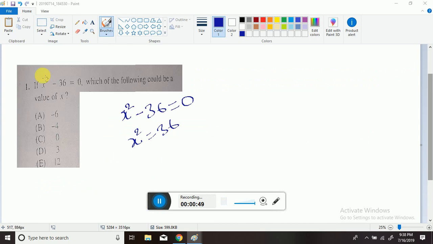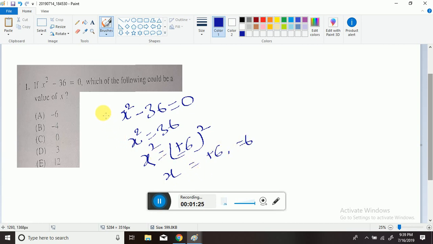The problem is, if x square minus 36 equals 0, which of the following could be a value of x? We have to find the value of x here. So here we have given x square minus 36 equals 0. This gives us that x square equals 36. So x has two values now. x equals plus or minus 6. Both plus 6 whole square is 36, and minus 6 whole square is also 36. So x has either plus 6 value or minus 6 value.